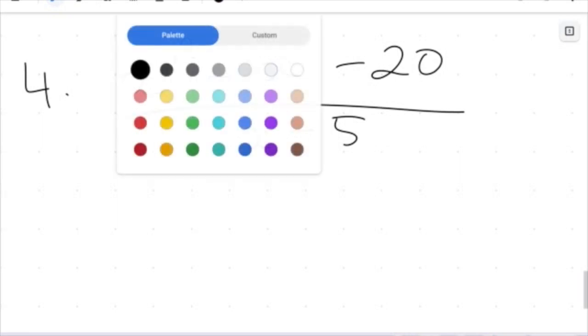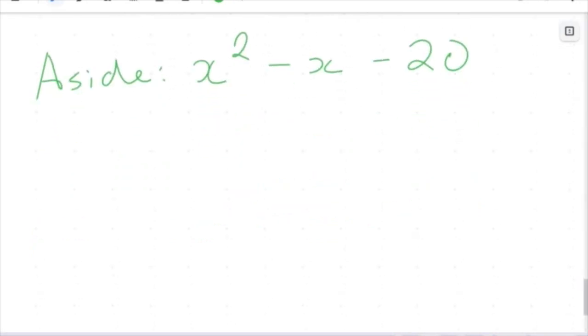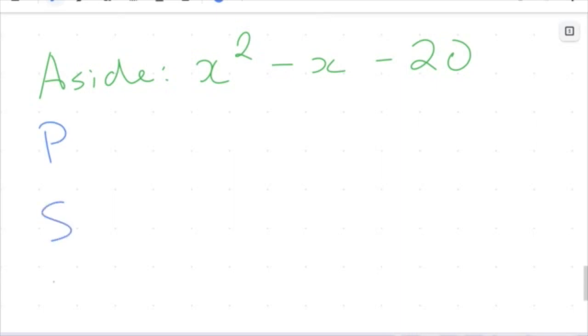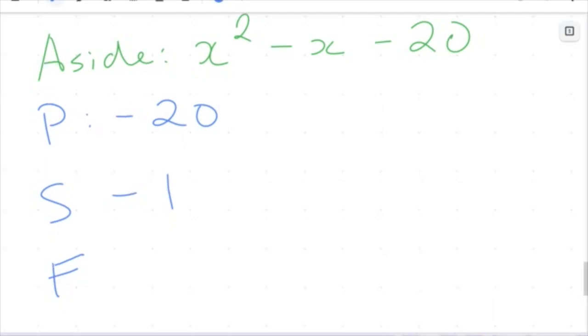So I'm going to have a little aside down the bottom in which I want to factorize x squared minus x minus 20. In doing that, I'm going to write down my product, my sum, and then come up with the factors. So my product is going to be negative 20, my sum is negative 1, and I want to find my factors. I want to find two numbers that multiply to give me negative 20 and add to give me negative 1.